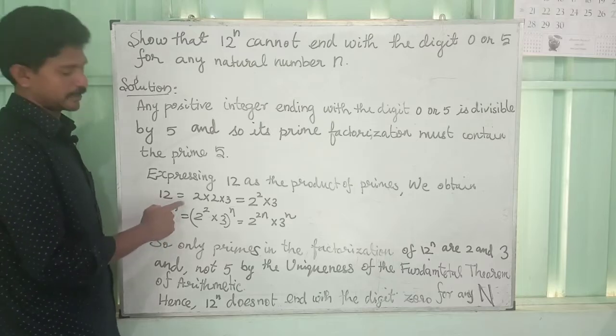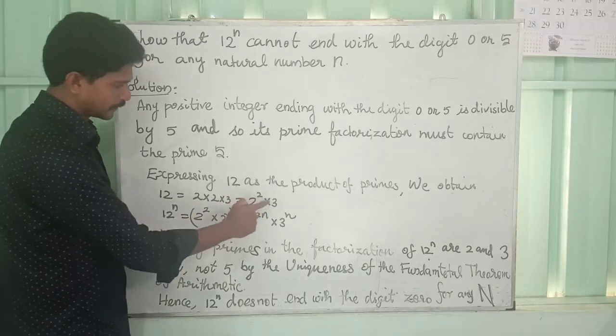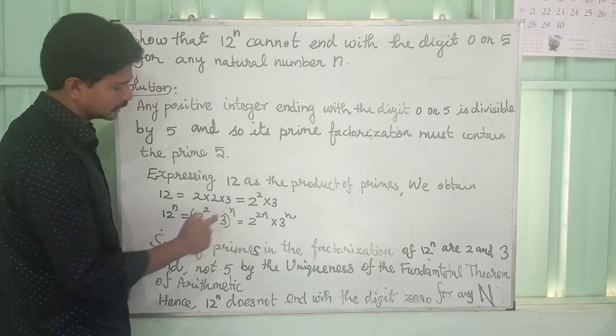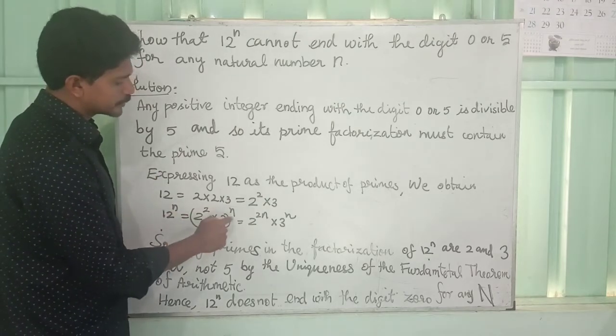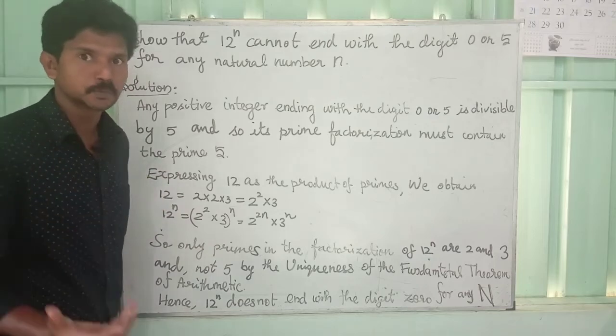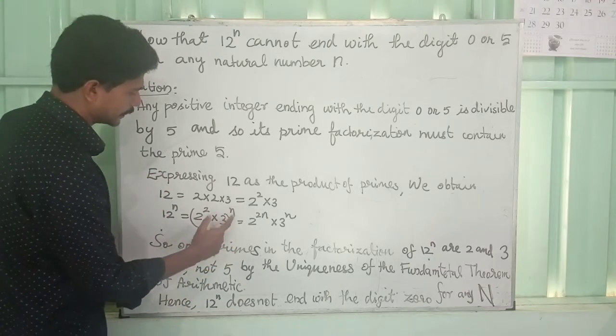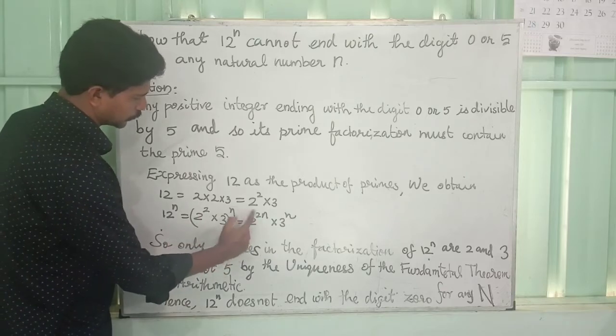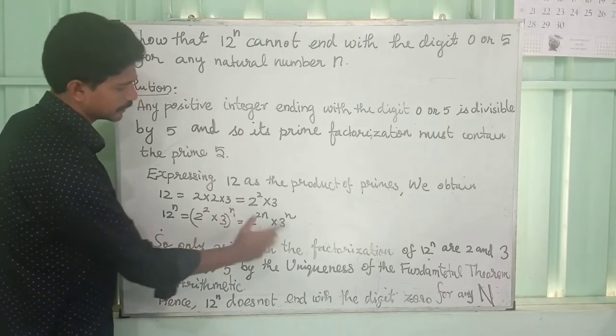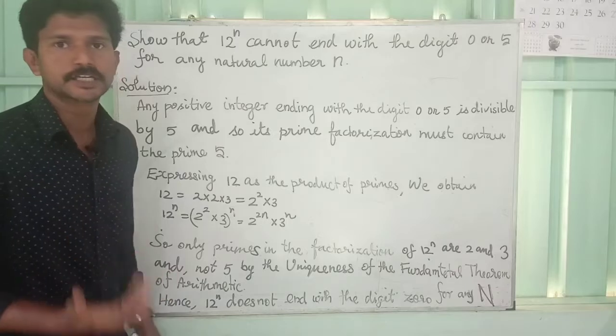What is 12 raised to power n? The factorization of 12 we already found, we can use it here. Then all raised to power n. Now using the exponential law, we can write 12 raised to power n as 2 raised to power 2n into 3 raised to power n.